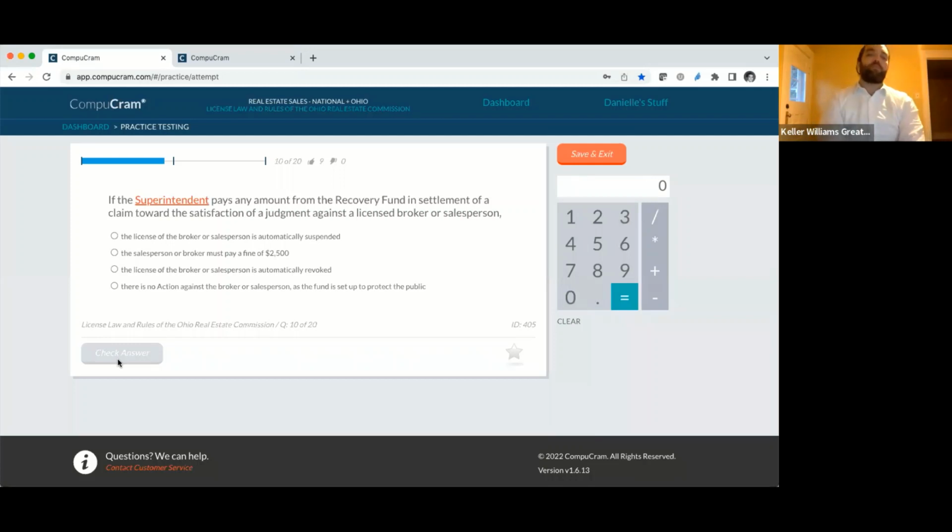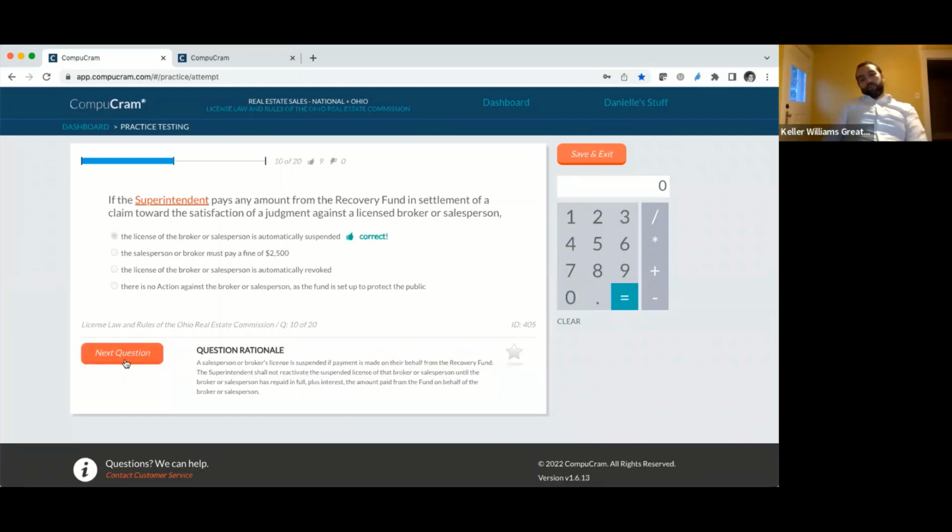The fund is set up to protect the public. Yes, you are right. It is A. If somebody claims the recovery fund funds against you in settlement, then you are suspended until which time you have paid those back plus interest.